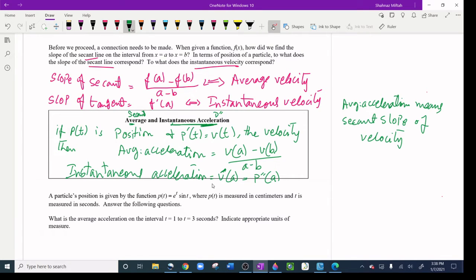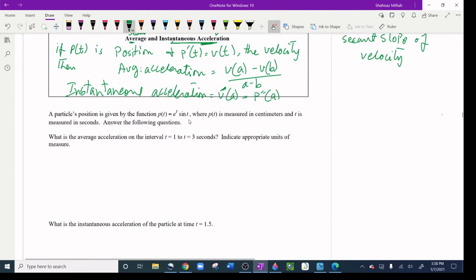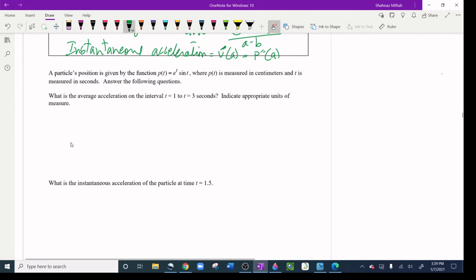So let's try these questions. A particle's position is given by the function p of t equals e to the t sine t, where p of t is measured in centimeters and t is measured in seconds. Answer the following questions. What is the average acceleration on the interval t equals 1 to t equals 3? Now they said average, which means that's a secant. If I'm looking for average acceleration, actually I'm looking for a secant slope of a velocity.